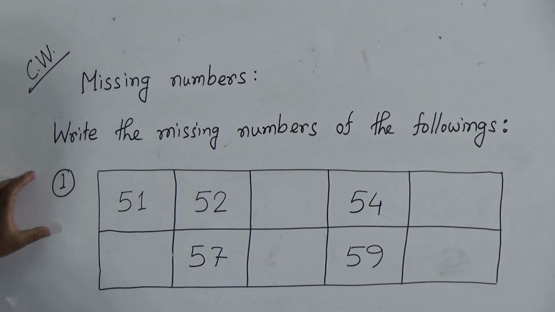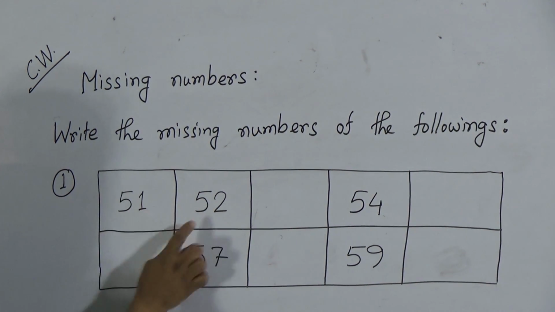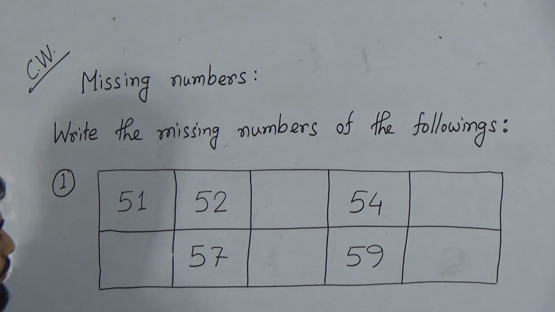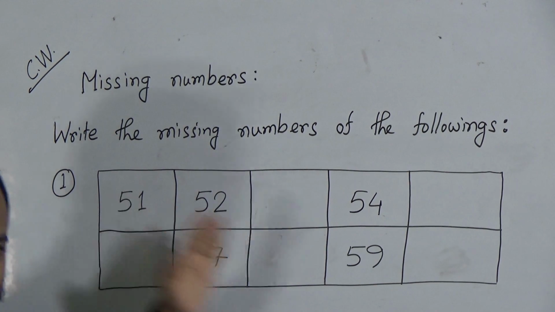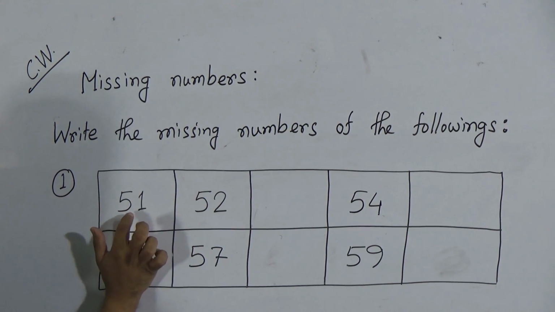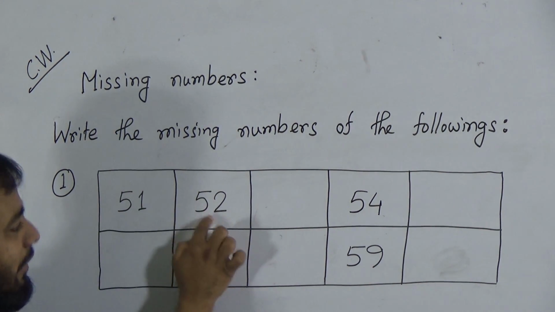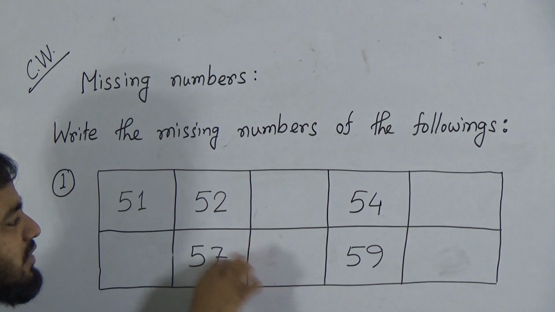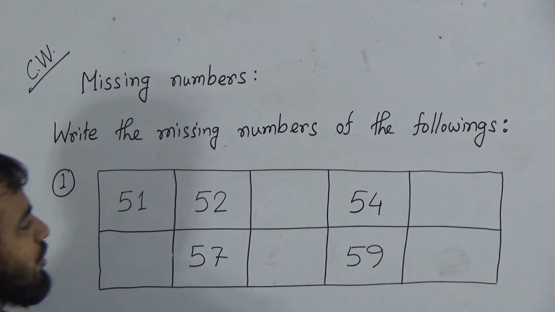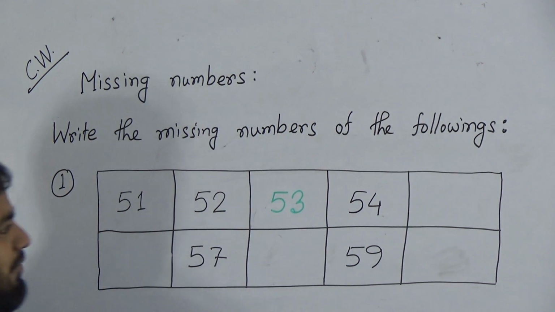Okay, the first question is given as 51, 52 from left to right. My students, remember this one. When we fill up the numbers, we should go from left to right, not from up to bottom. The first one given is 51. Then after 51 is 52. Then after 52, which number comes, we need to write down here. After 52 the number that comes is 53. So 53 will be here. 5 and 3 makes the number 53.